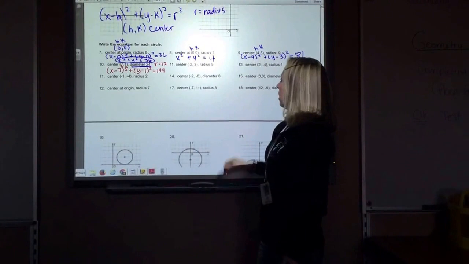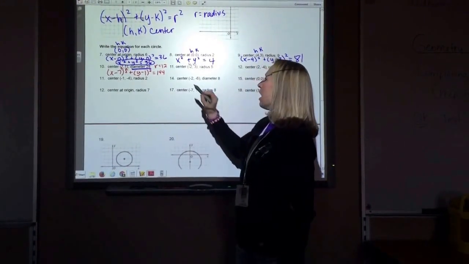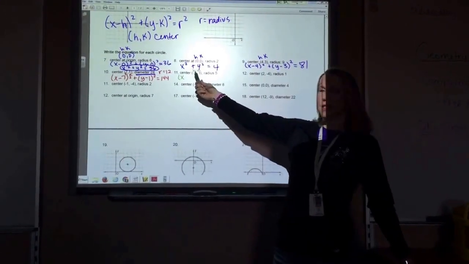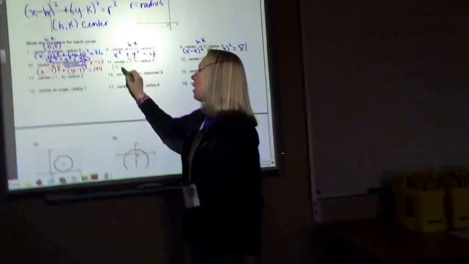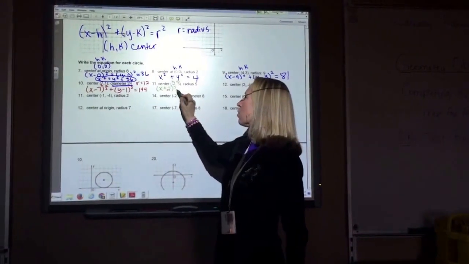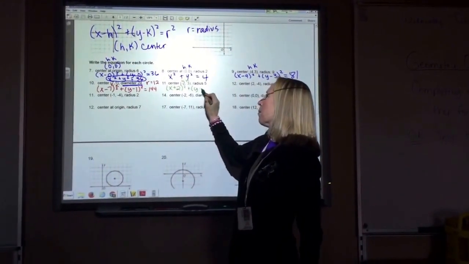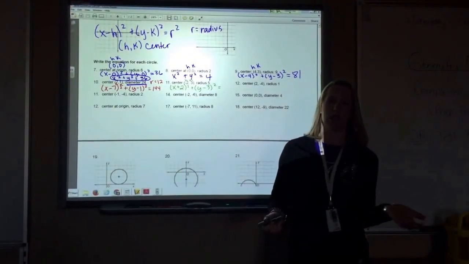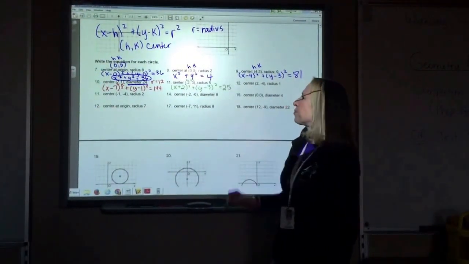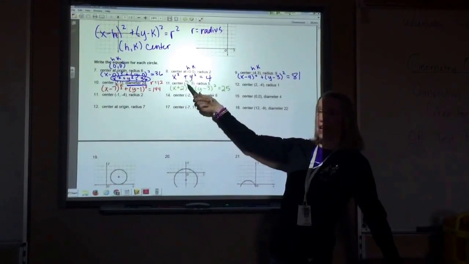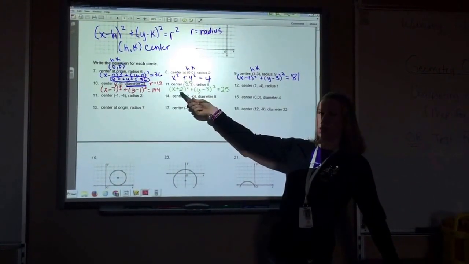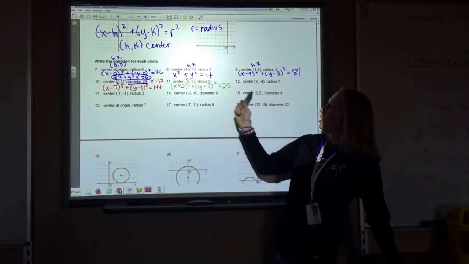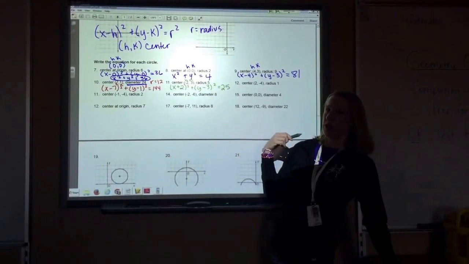Again, this is my h and k. So I would do x minus h. But if I minus a negative, that changes to a positive. So (x + 2)² + (y - 3)² = the radius squared. Radius is 5, 5 squared, 25. So notice my center that's negative up here looks positive in the equation. That's positive, looks negative in the equation. Make sure you keep that in mind when you're doing these.